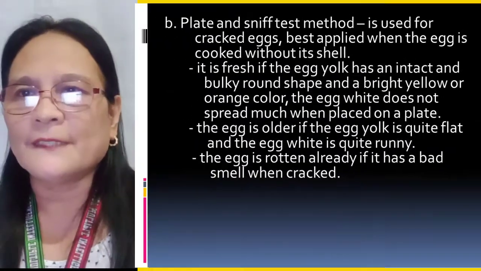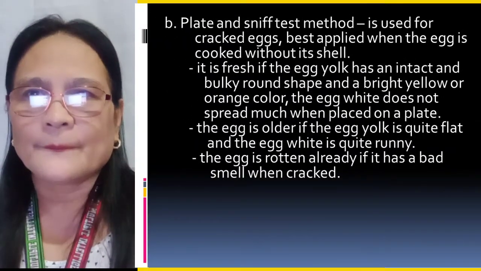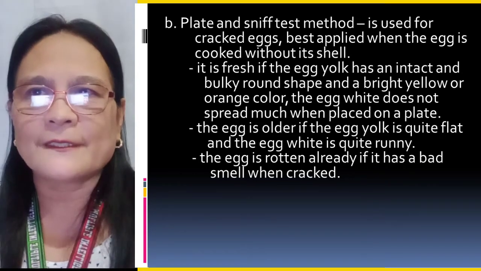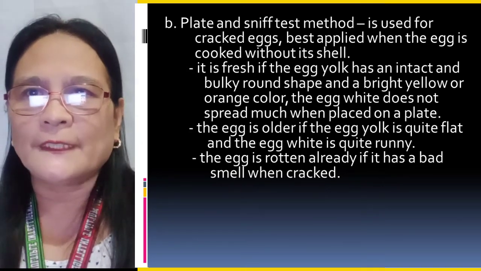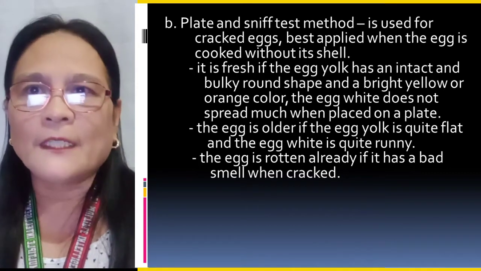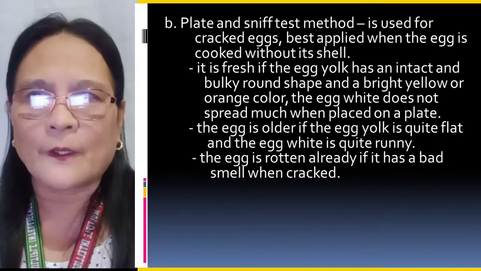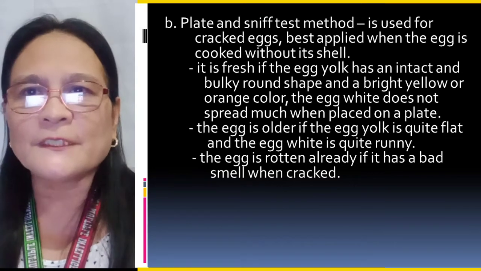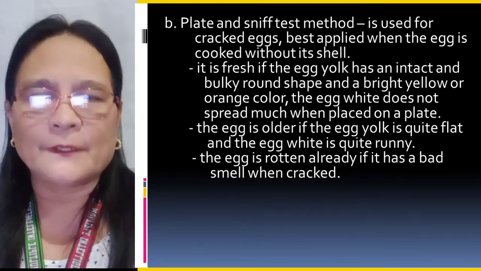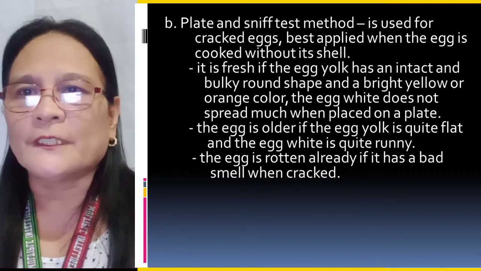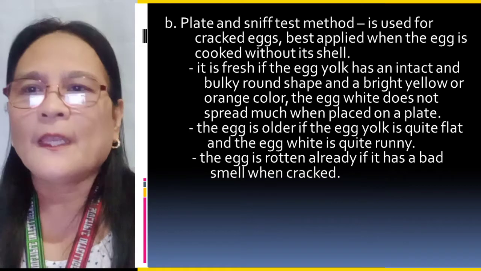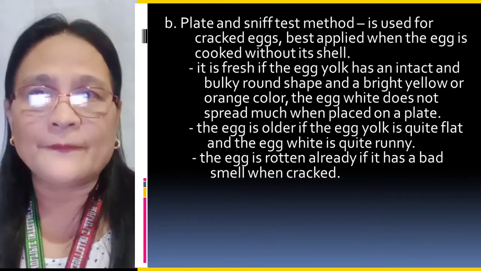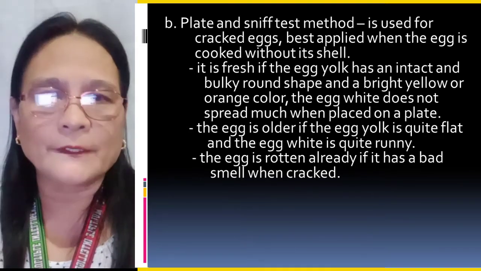Letter B, plate and sniff test method. It is used for cracked eggs, best applied when the egg is cooked without its shell. It is fresh if the egg yolk has an intact and bulky round shape and a bright yellow or orange color. The egg white does not spread much when placed on a plate. The egg is older if the egg yolk is quite flat and the egg white is quite runny. The egg is rotten already if it has a bad smell when cracked.